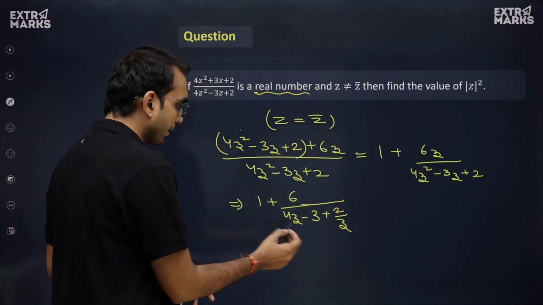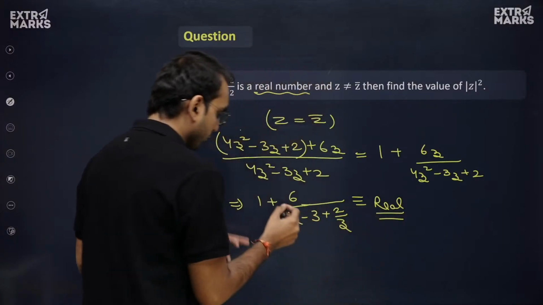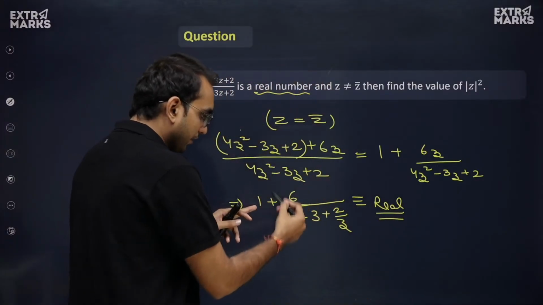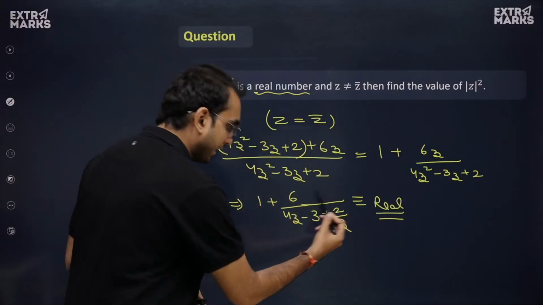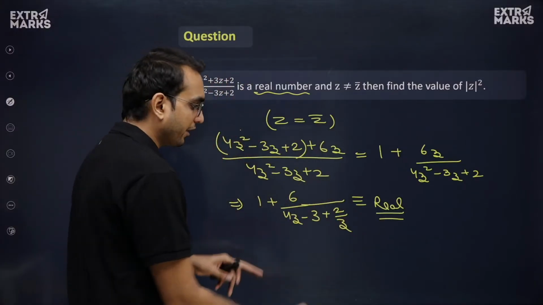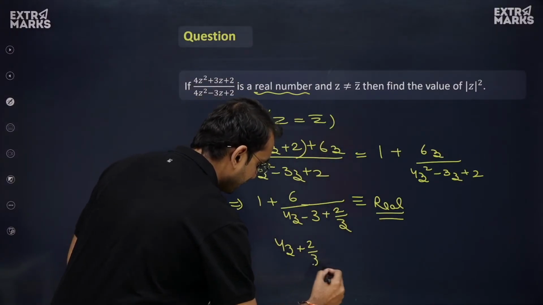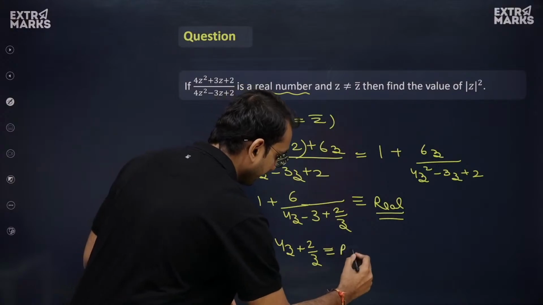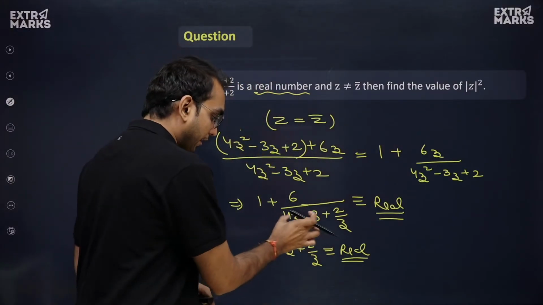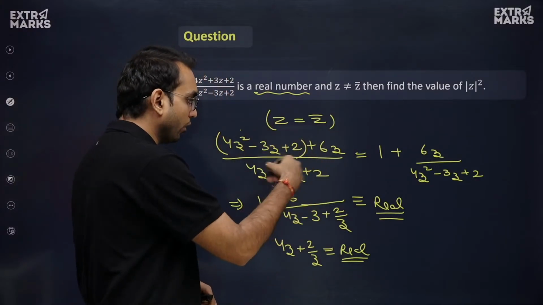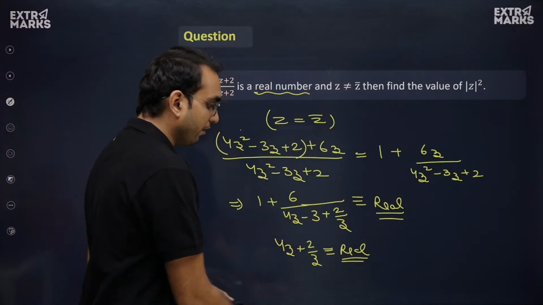Now you can see, if this expression is real, obviously this has to be real. The numerator part is real, so the denominator has to be real. Now if the denominator is real, then 4z plus 2 by z should be a real quantity. It should be a real quantity. And when this expression is real, then this whole expression will automatically become real.